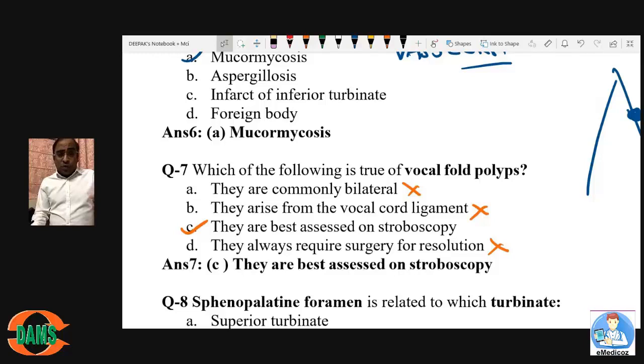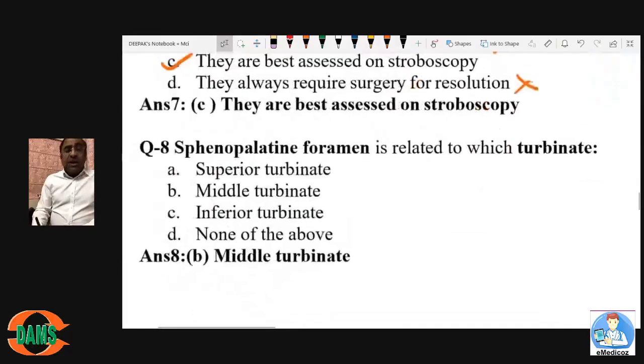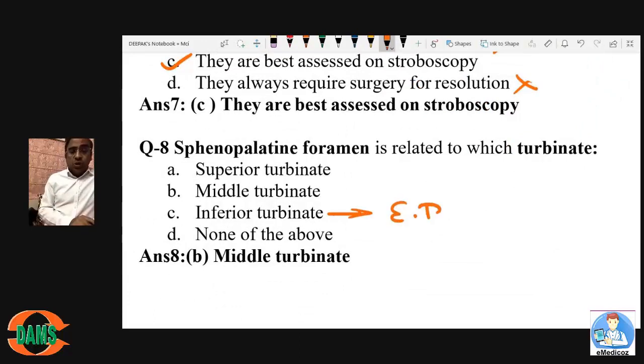If the examiner asks you which is the important structure 1.25 centimeter behind the inferior turbinate, it is the eustachian tube. But the sphenopalatine foramen is somewhere 1 to 2 centimeter behind the middle turbinate. So the answer for this one will be middle turbinate. The structure behind the inferior turbinate is the eustachian tube. So this is the way you learn. Eustachian tube is behind inferior turbinate and sphenopalatine foramen is behind middle turbinate.